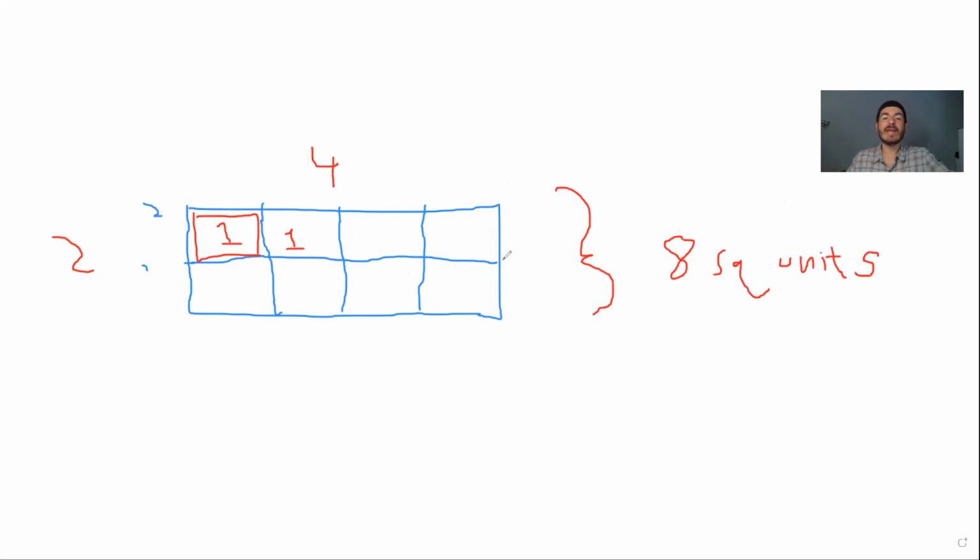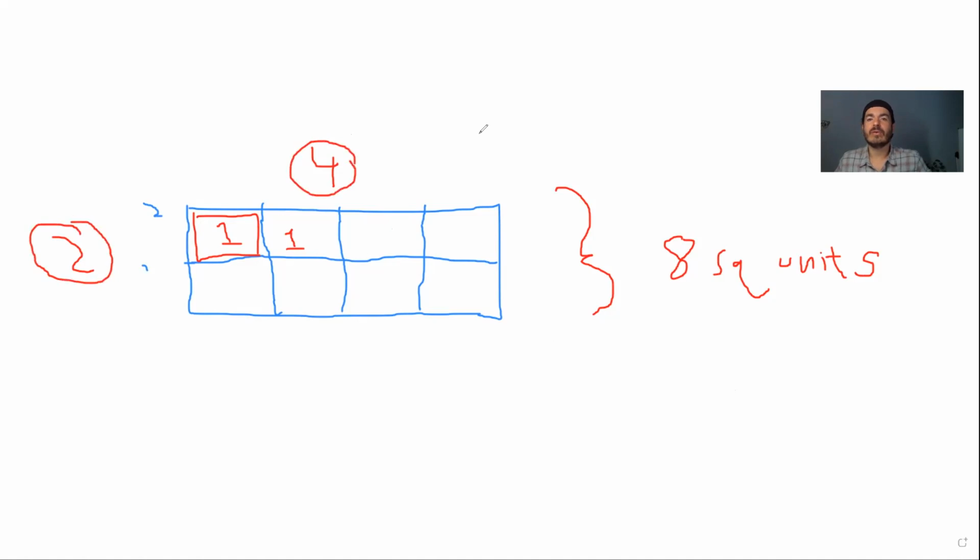And how do we arrive at it? Well, how do we arrive at this if we weren't counting them? We would take the 2, that's our width, and we would multiply it by the length, that's our 4, and voila, we end up with 8 square units. I think I might have had too much coffee.